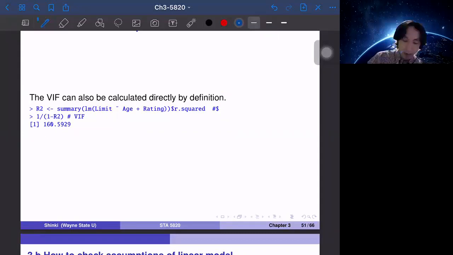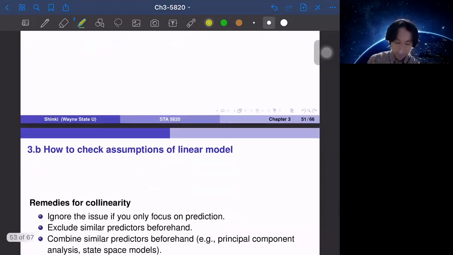Oh yeah, and this is just another way to calculate the variance inflation factor in R. Just calculate the multiple R square of one predictor on the other predictors. Then we calculate 1 over 1 minus R2, and then we get the variance inflation factor.